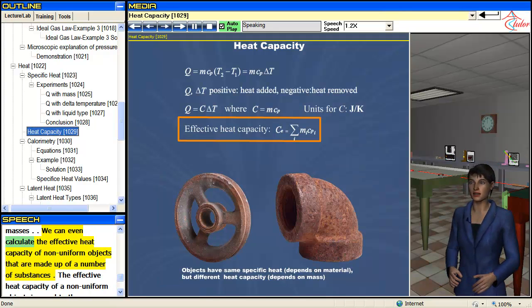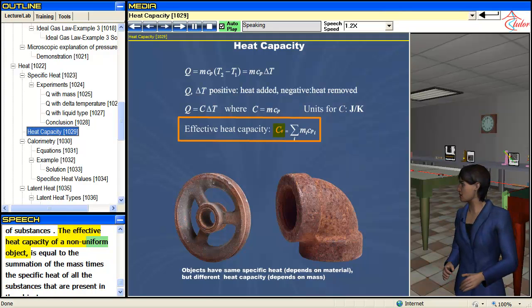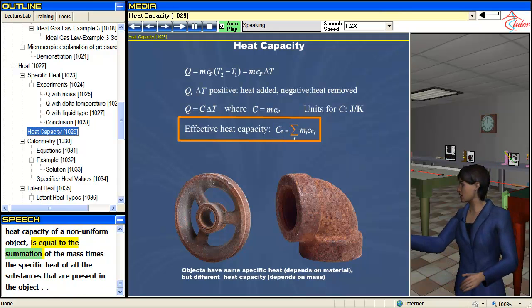We can even calculate the effective heat capacity of non-uniform objects that are made up of a number of substances. The effective heat capacity of a non-uniform object is equal to the summation of the mass times the specific heat of all the substances that are present in the object.